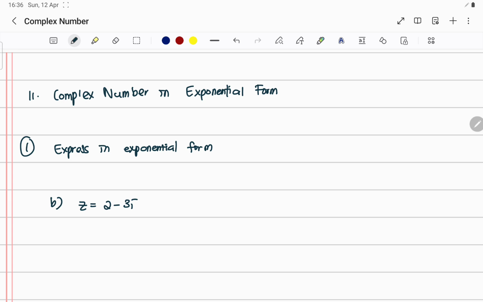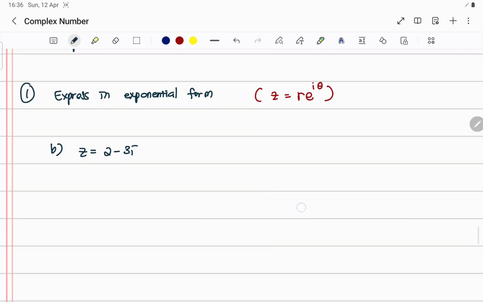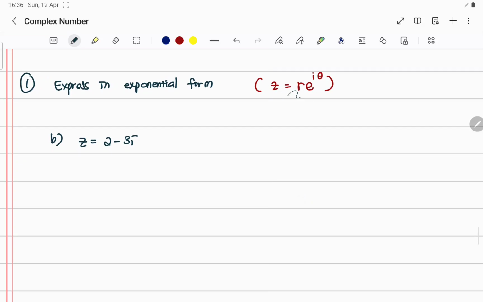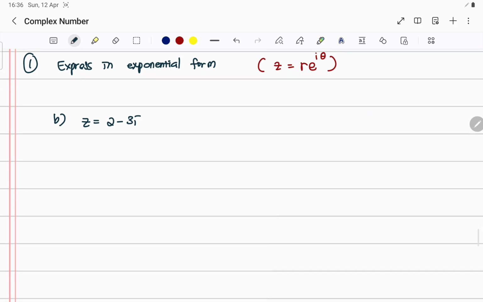Okay, now we will go through an exercise in the tutorial question. Express complex numbers in the exponential form. So we have question B, which is z is equal to 2 minus 3i. First we have to remember that exponential form is z is equal to r e to the power of i theta. Now we proceed to answer the question. When we want to write in exponential form, you have to find r first, and then you have to find theta.